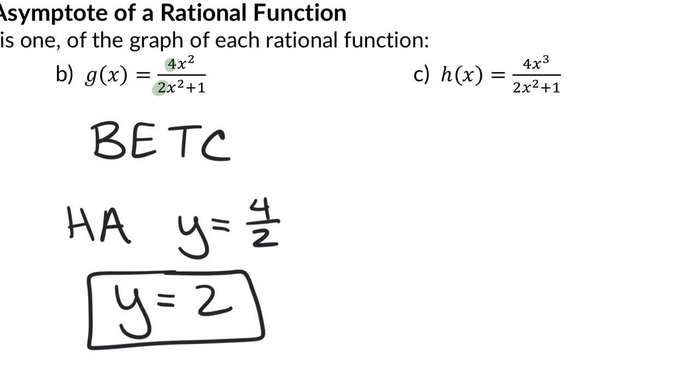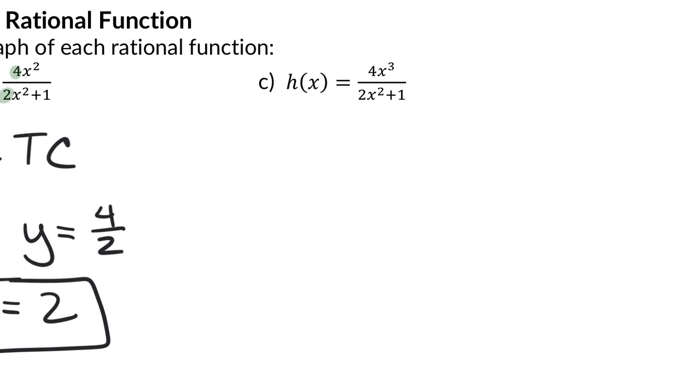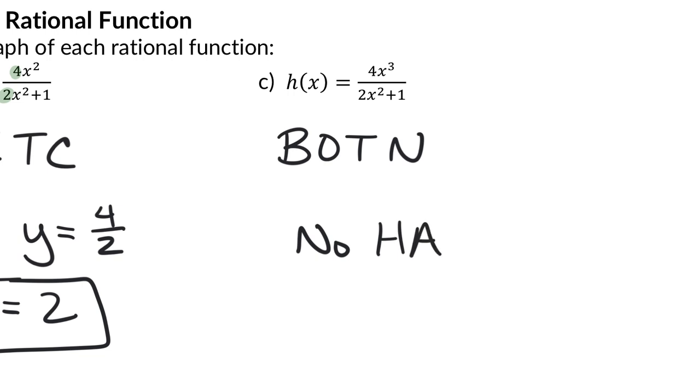What about the last one? Is it Bobo, Bot, or Betsy? No. What's the degree of the top? 3. What's the degree of the bottom? So where is it bigger? It's bigger on top, which means what is the horizontal asymptote? There is no horizontal asymptote. Very good.